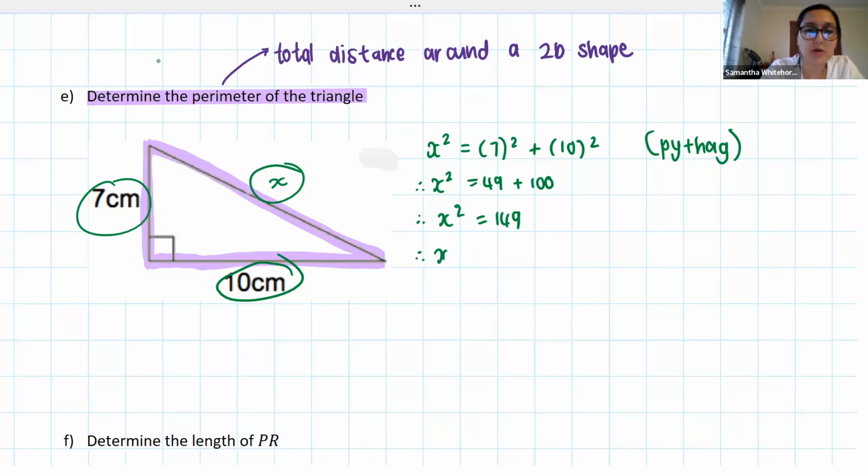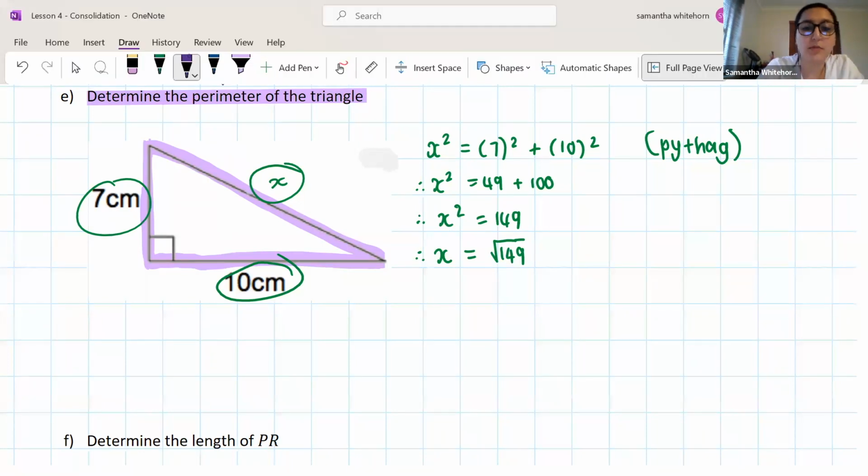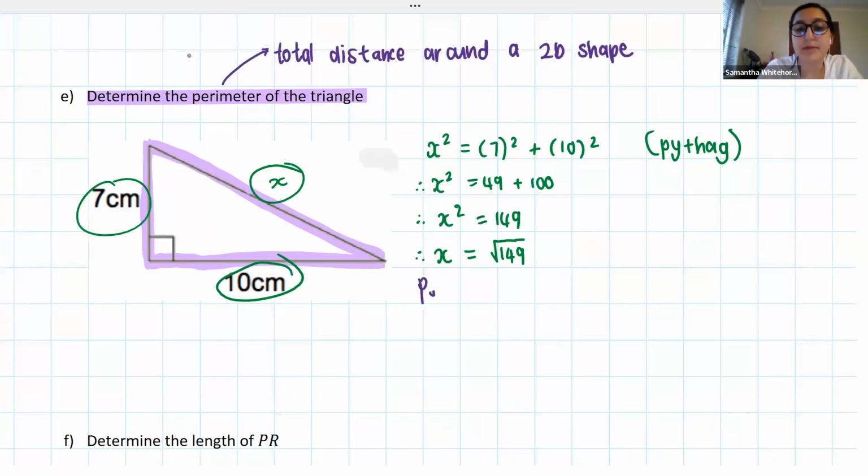We know we have to square root both sides. And so x is equal to the square root of 149. Now, grade 8, because this is not your final answer, I would actually leave my answer as square root 149, because technically you should not round off until your final answer. So that therefore means that if I now want my perimeter, and we abbreviate perimeter with a capital P, I can add all my side lengths. So the square root of 149 plus 7 plus 10.